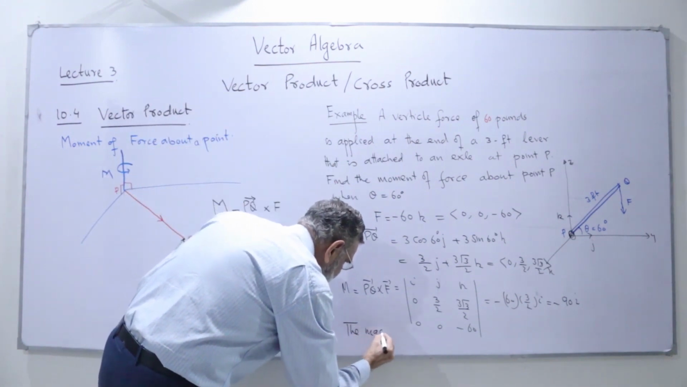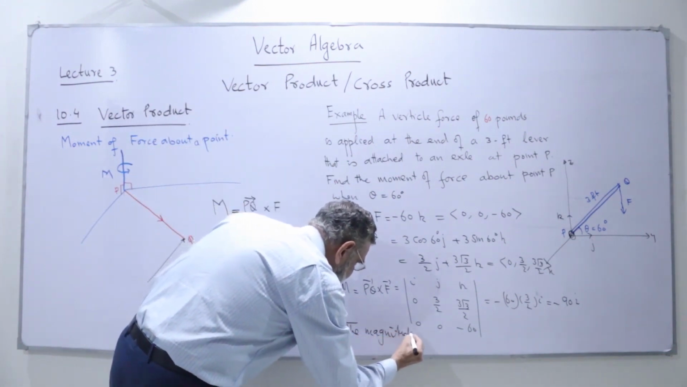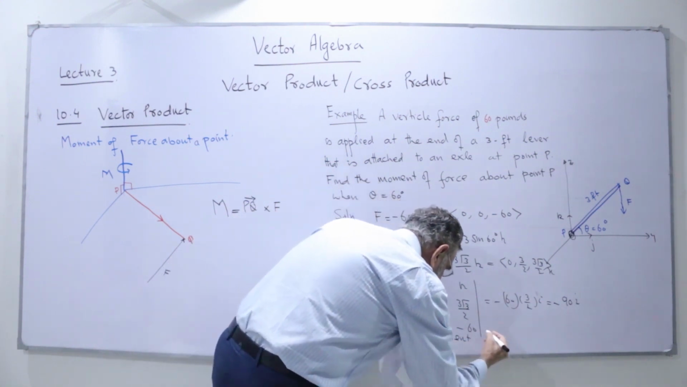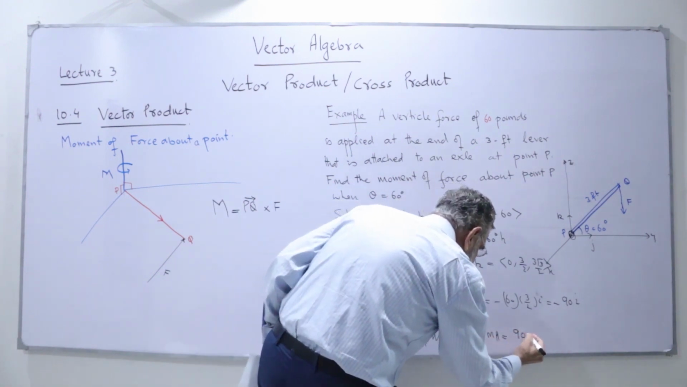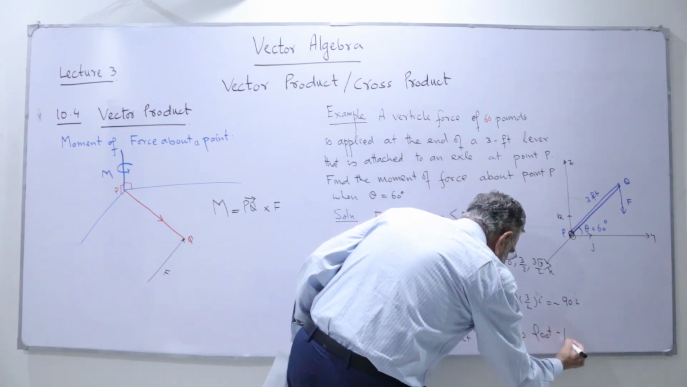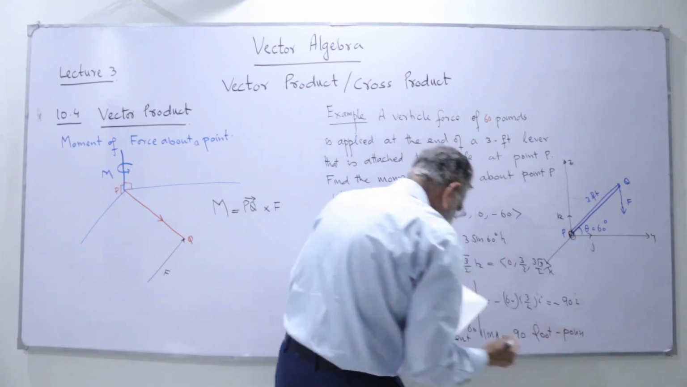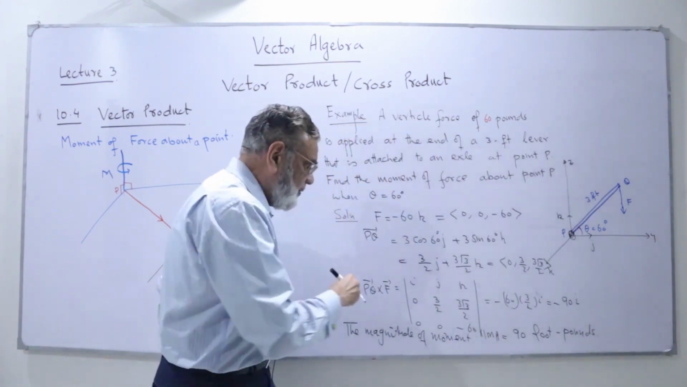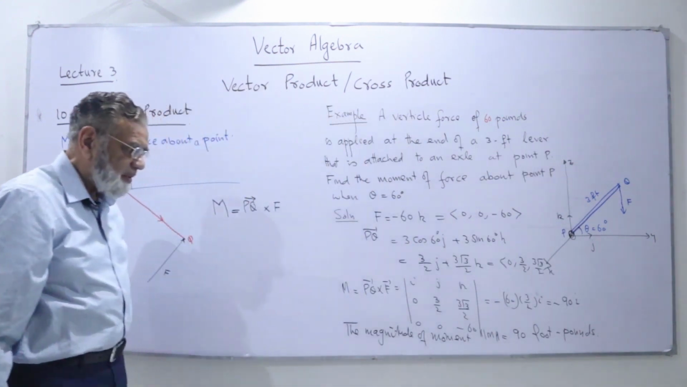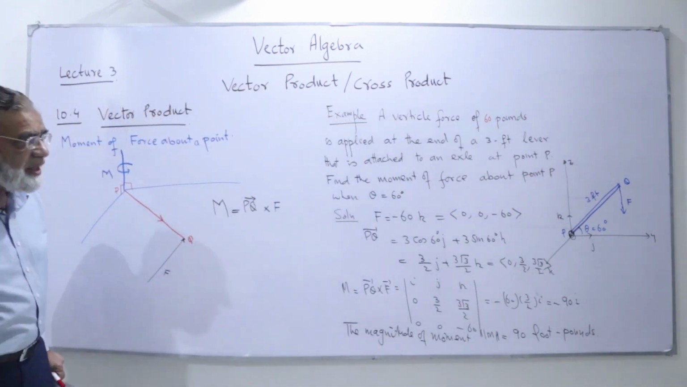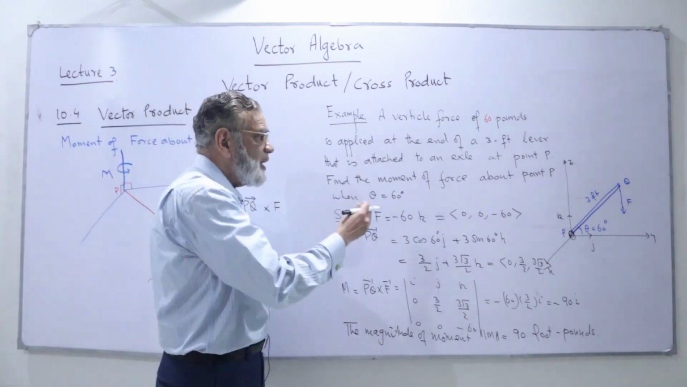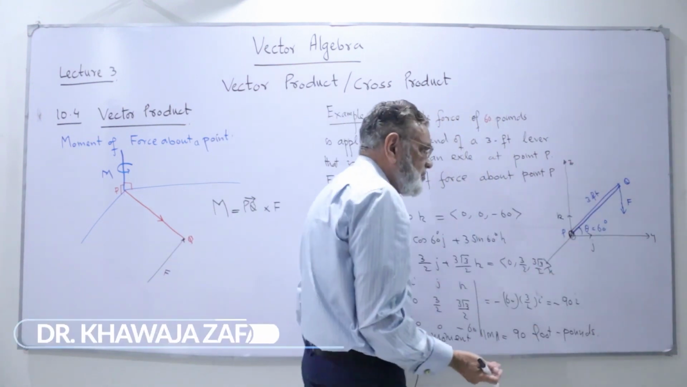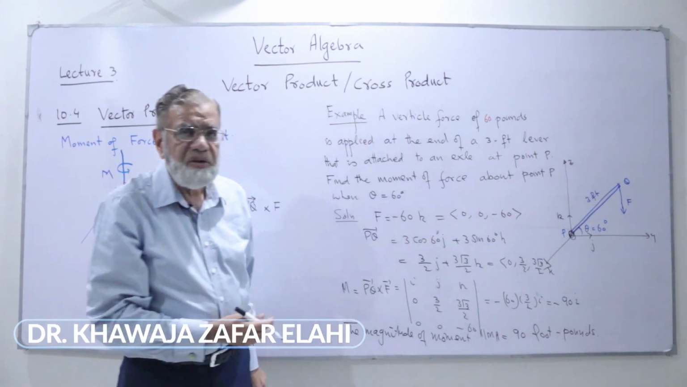The magnitude of the moment: we take the square and the square root, which is equal to 90 foot pounds. That's the magnitude of the moment of the force. So that's the idea of how we can find the moment of the force when we are given the two points. Here the lever is pushing downward. If it were upward, then our K value would be positive. According to that, we can change our problem and solve it.